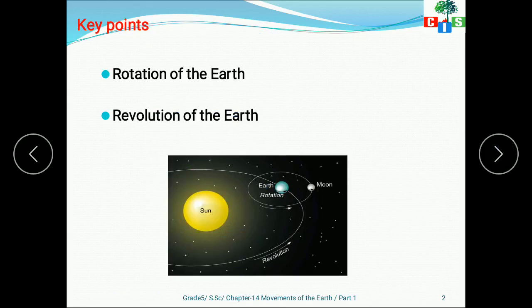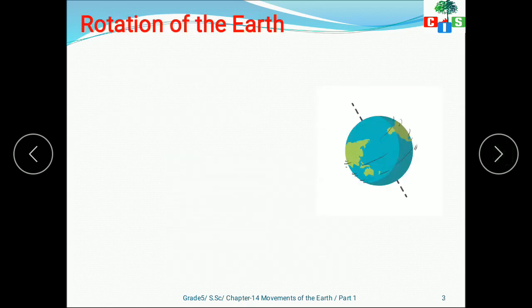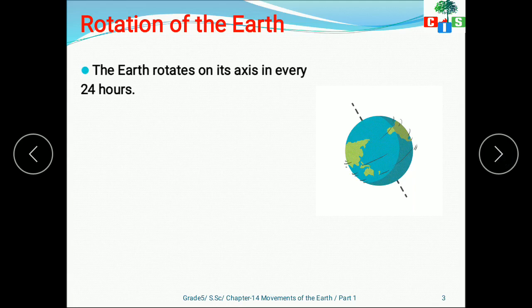Now, in this chapter, we are going to discuss two things. One is the rotation of the earth and the other is the revolution of the earth. And I think all of you know, but still we have to discuss all these things. So first of all, let's discuss the rotation of the earth. Rotation of the earth means the earth rotates. Everybody knows that earth rotates on its own axis, right? So the earth rotates on its own axis in every 24 hours.